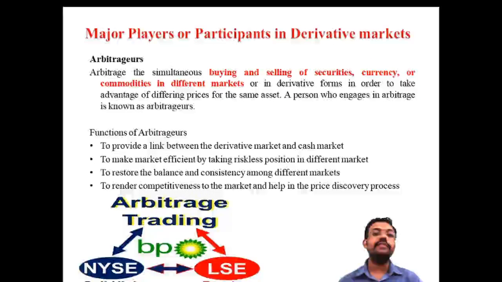Simultaneously for the purpose of the difference in the price, the term is known as arbitrage. A person engaged in the process of arbitrage is known as the arbitrageur. Okay, so this is an example. There's arbitrage trading. There are two markets, NSE market and LSE market, and buy in the LSE market and sell in the NSE market. So they're purchasing the same commodity, buying from one market and selling in another market.